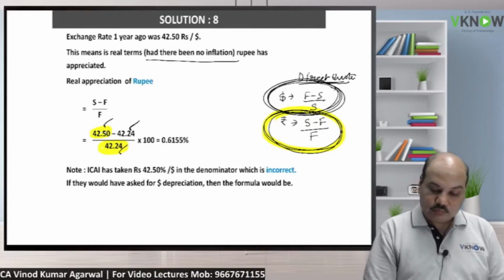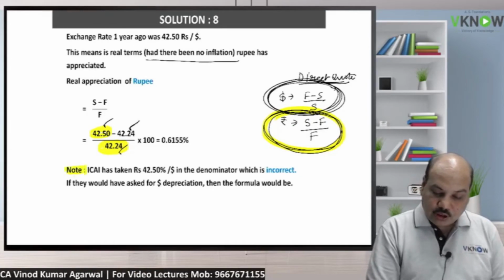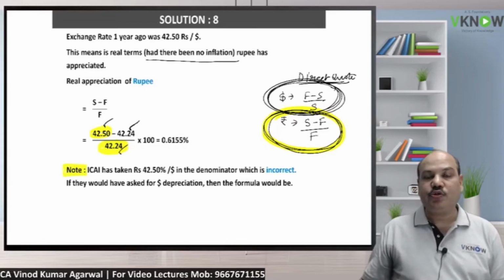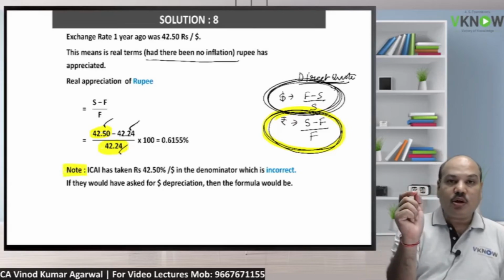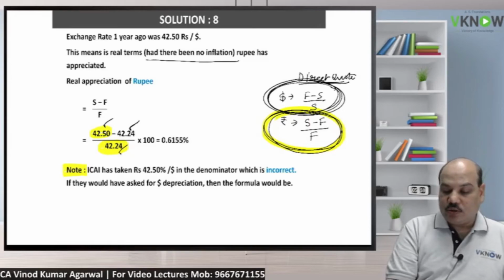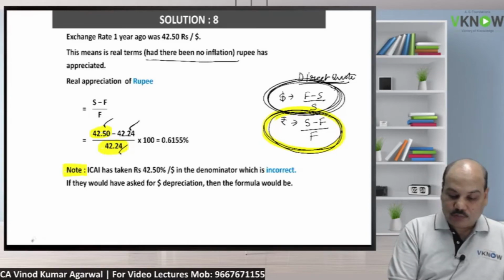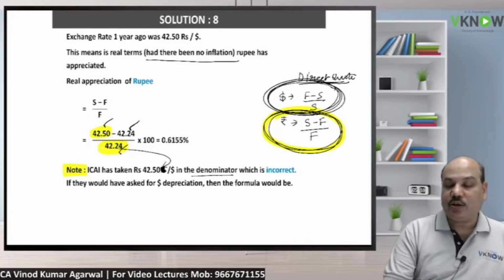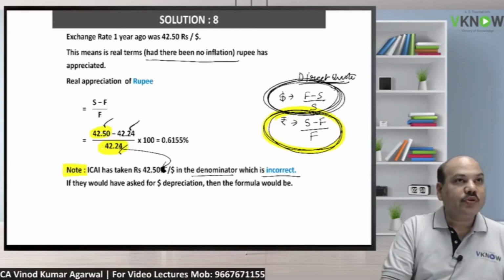0.6155%. I have written a note for you. Later on, if you compare our answer with the institute answer, there is a small difference here. So you follow this. Note, write down. The institute has taken rupees 42.50 per dollar in the denominator. Here they have taken 42.50, which is incorrect. Underline, which is incorrect.